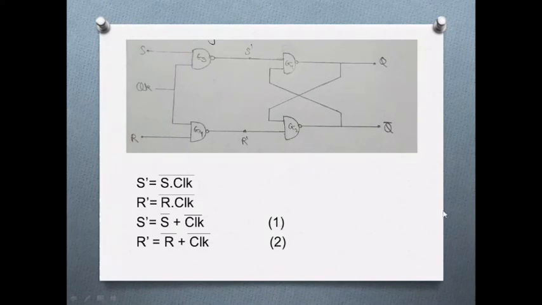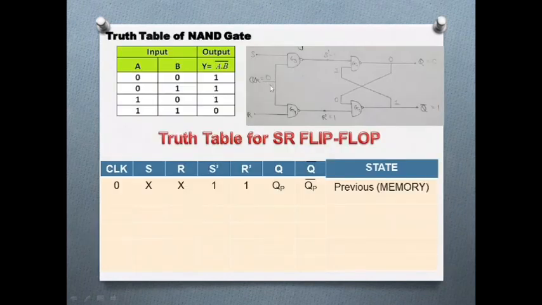Now using these equations we can study the working of the SR flip-flop. The working of the SR flip-flop is done in two cases, when clock is 0 and when clock is equal to 1. So for case 1, we'll study when clock is equal to 0.